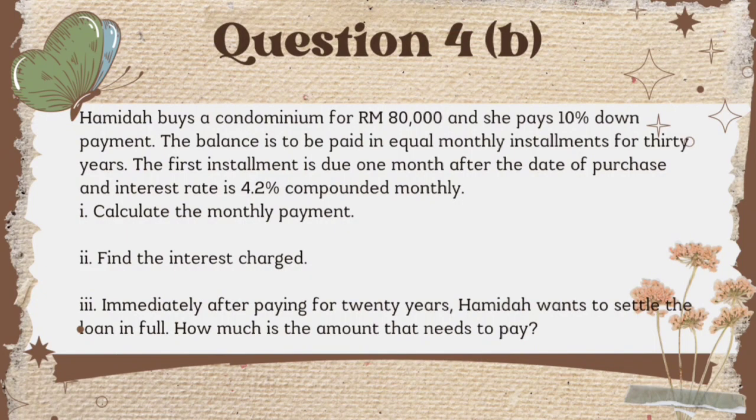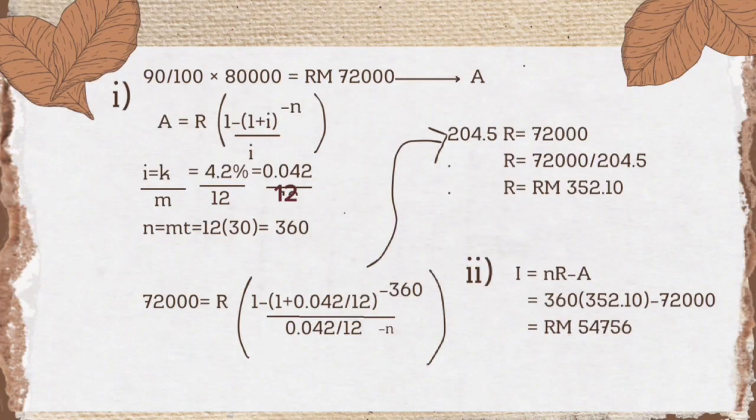Question 4b. Hamida buys a condominium for RM 80,000 and she pays 10% down payment. The balance is to be paid in equal monthly installments for 30 years. The first installment is due 1 month after the date of purchase and interest rate is 4.2% compounded monthly. The first question is calculate the monthly payment. The second one is find the interest charge. And the last one, immediately after paying for 20 years, Hamida wants to settle the loan in full. How much is the amount that needs to be paid?